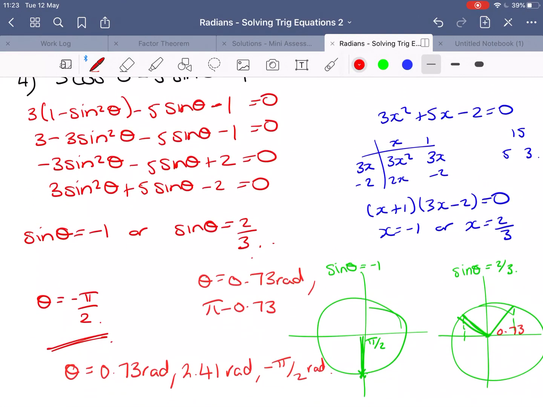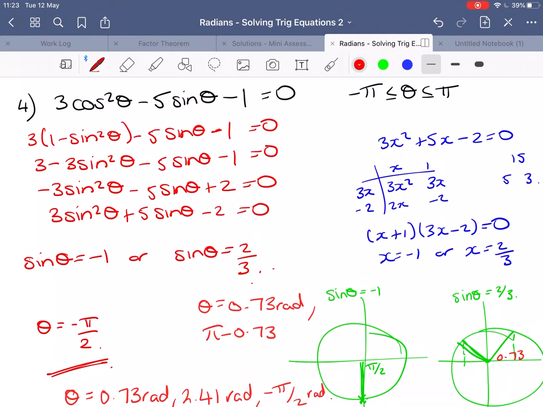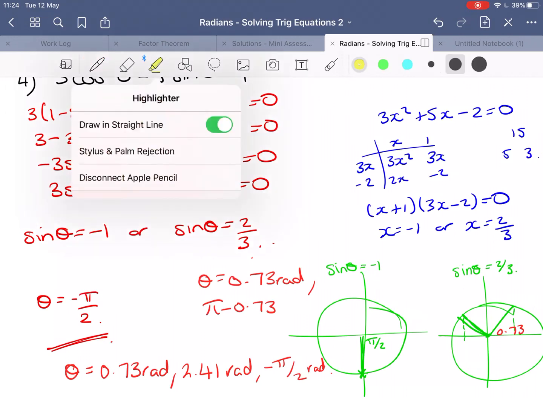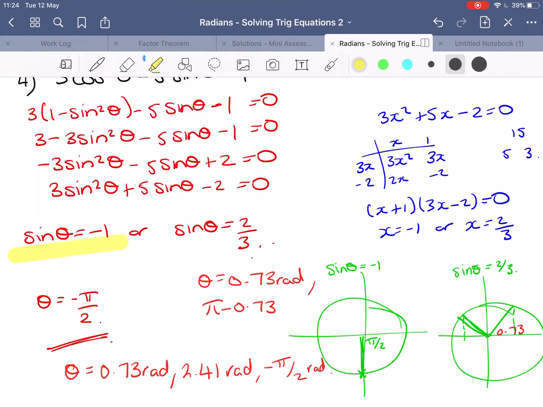And the last one. So we've got 3 cos squared theta minus 5 sine theta minus 1 equals 0 between minus pi and pi. Okay, so we end up with a quadratic 3x squared plus 5x minus 2 equals 0. So we get sine theta equals minus 1, or sine theta equals 2/3. Both of these are going to have solutions now. So inverse sine of minus 1 gives you minus pi over 2. So that's in this first unit circle here. So it's directly down on the unit circle.